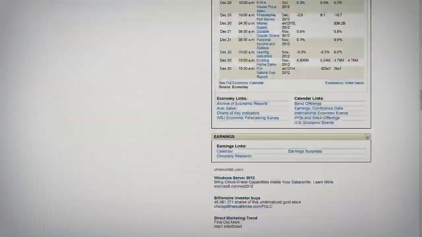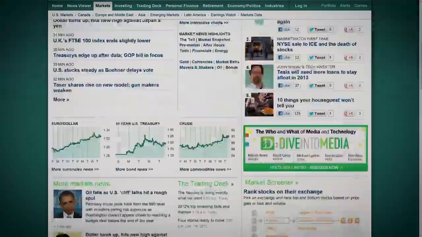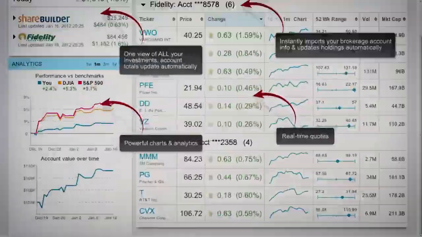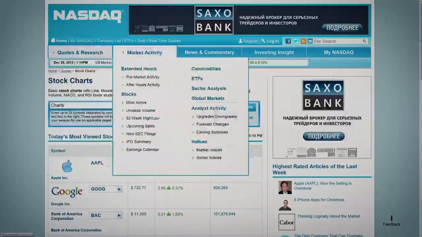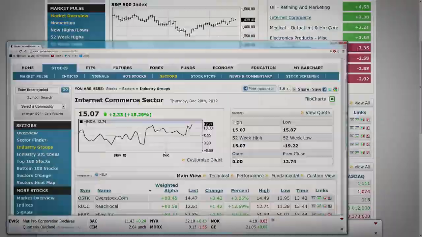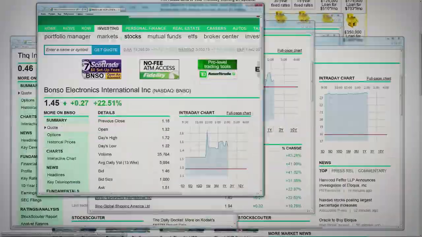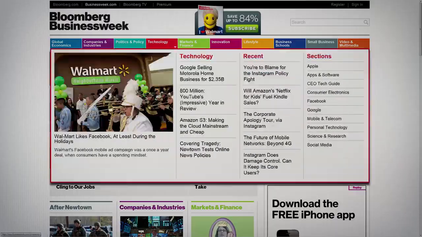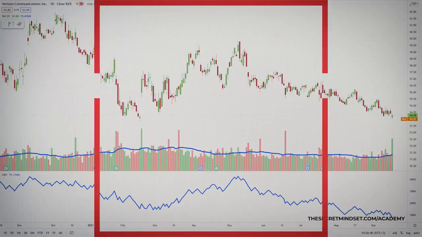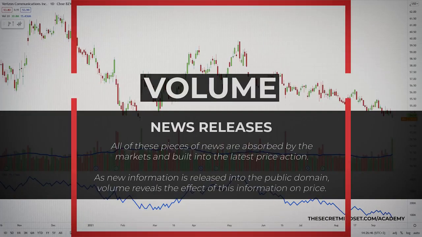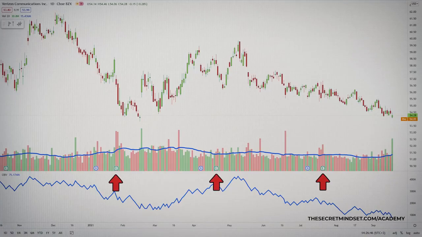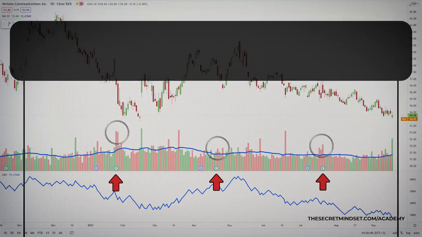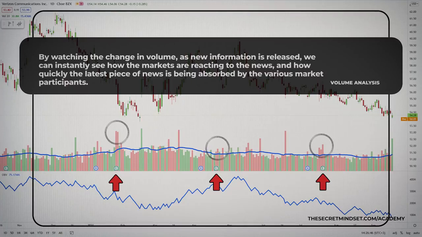The markets, as we know, are always full with news of every type, from the daily release of the fundamental and economic data, to the political statements from governments, to the latest releases from a central bank. All of these pieces of news are absorbed by the markets and built into the latest price action. Now, as this new information is released into the public domain, volume reveals the effect of this information on price. By watching the change in volume as this information is released, we can instantly see how the markets are reacting to the news and how quickly the latest piece of news is being absorbed by the various market participants.